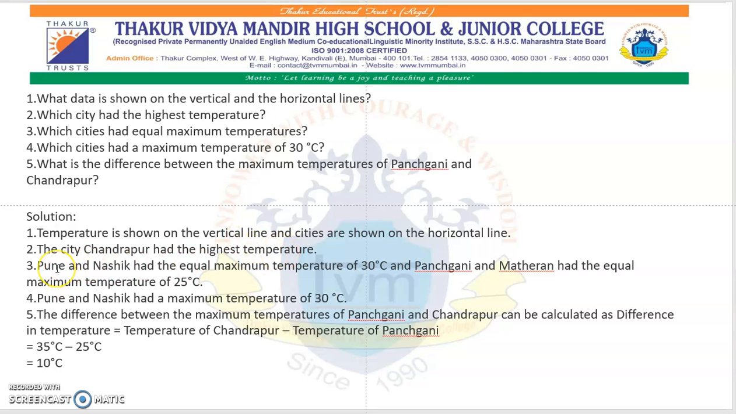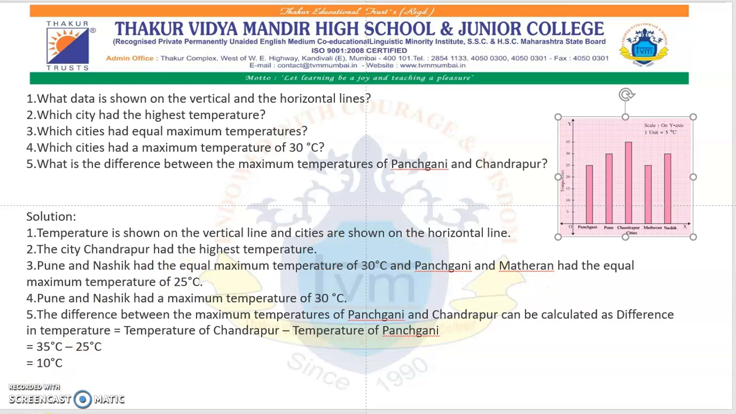Again you will see the graph and answer the third question, which cities had equal maximum temperature. Then we will again observe in the graph: Pune and Nashik had the maximum equal temperature of 30 degrees Celsius, and Panchgani and Matheran had the equal maximum temperature of 25 degrees.